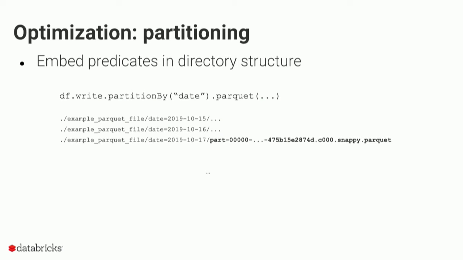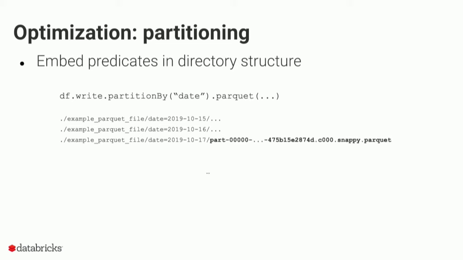Another thing that we can do is a more high-level form of predicate pushdown, whereby you embed the predicates that you have into the actual directory structure of the file. This is very useful if you know the predicates of your workload beforehand. Let's say you have a query that always has a predicate on the date column. What you can do is a partition by on the date column of your data frame, and then Parquet and Spark will generate this subdirectory structure for you.